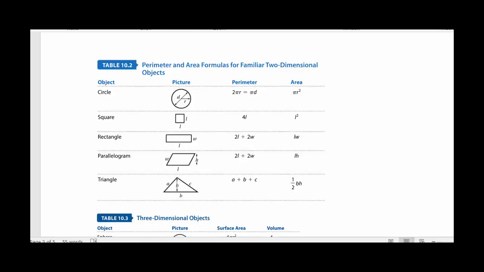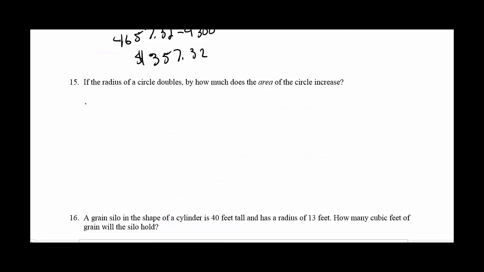Our next question says if the radius of the circle doubles, how much does the area increase? So let's look at our area formula for a circle. It's pi r squared. So area is pi r squared, and let's compare that. There's our old, this is our new. Let's actually double the radius and see what that compares to.